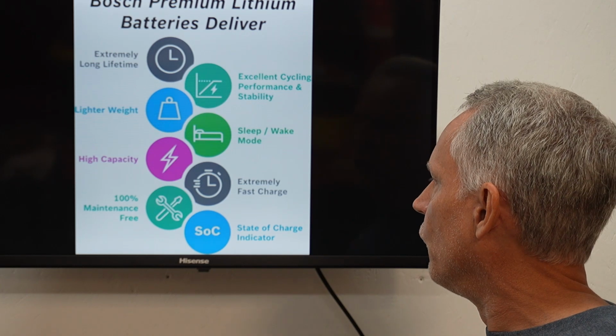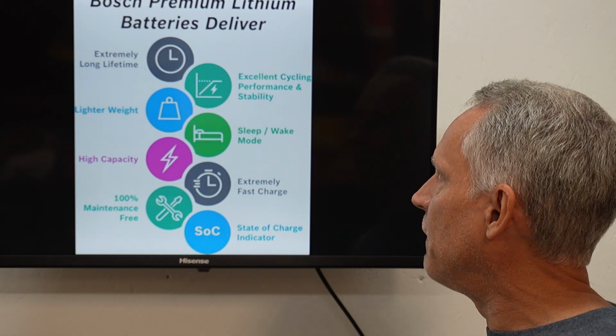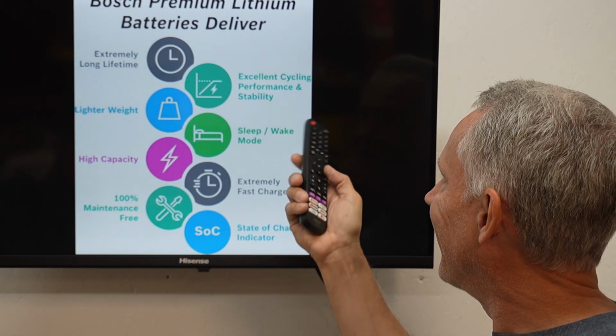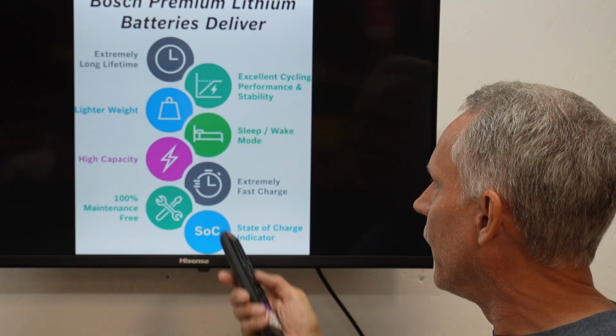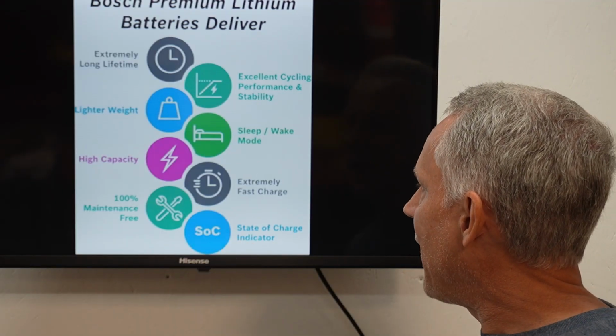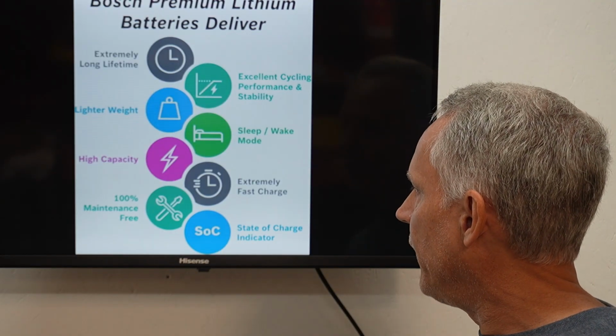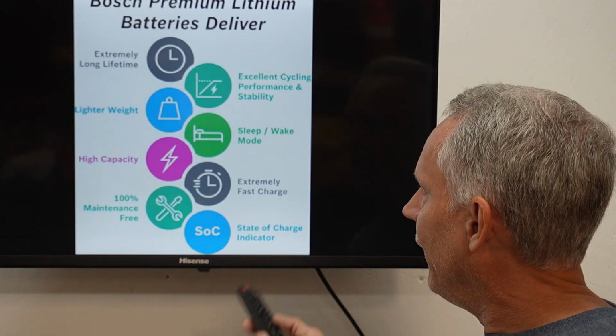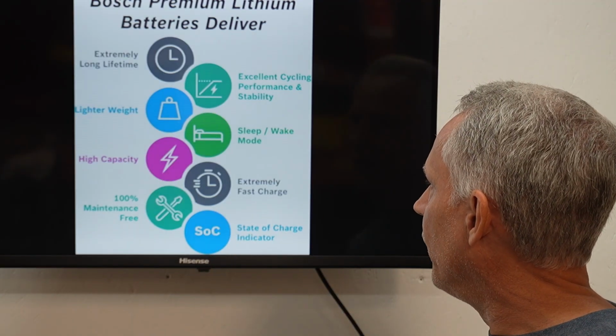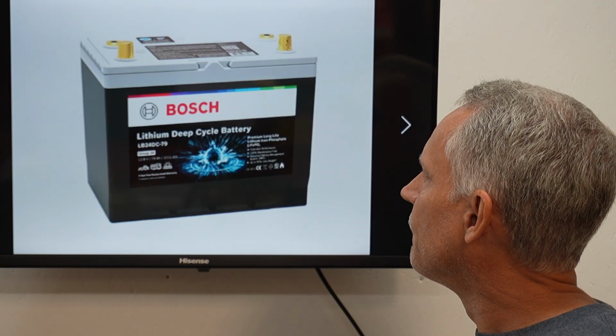Basically, like I was saying earlier, what are some of the benefits of a lithium type battery? Extremely long lifetime, excellent cycling performance and stability, lighter weight, high capacity, extremely fast charge rate, 100% maintenance free, and this particular battery has a state of charge indicator in a sleep-wake mode.